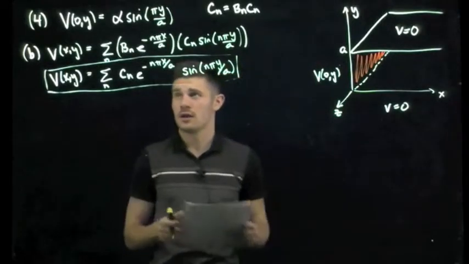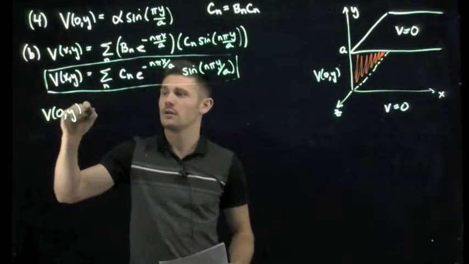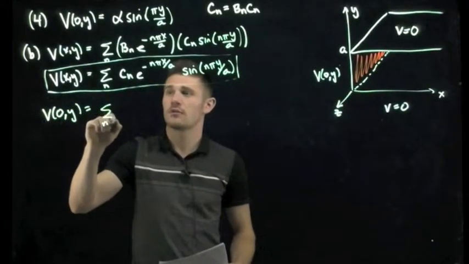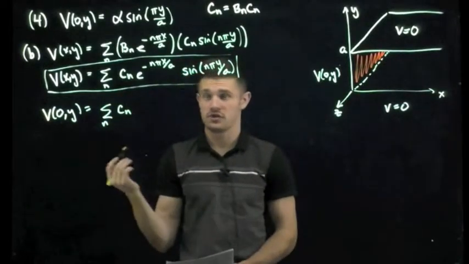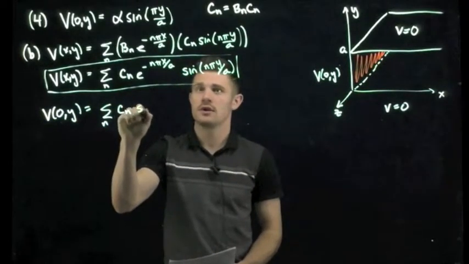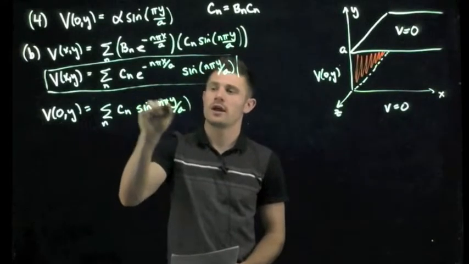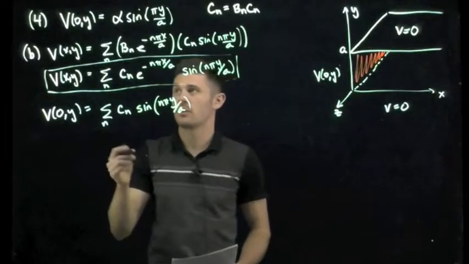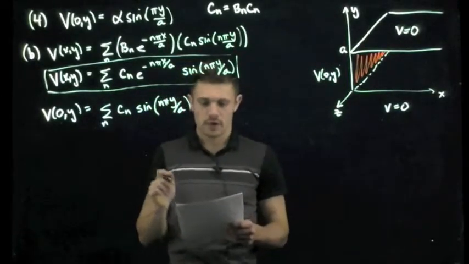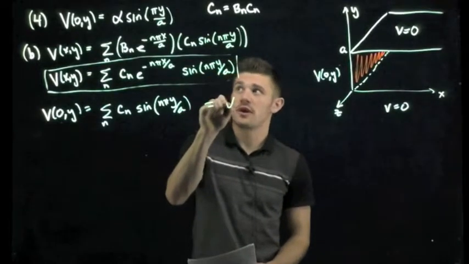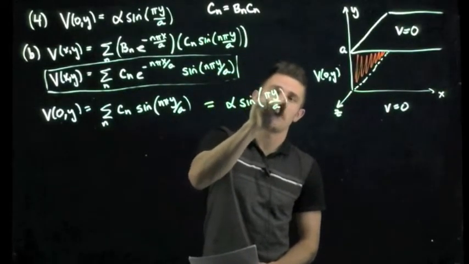So right away, I will simply write this out for V0 of y. This is going to be equal to the sum over all n of cn e to the power of 0, which is just 1, so I'm going to ignore that term, times sine of n pi y over a. This is the form at the boundary when x is equal to 0. That's what I have here. And of course we know that this is equal to alpha sine of pi y over a.